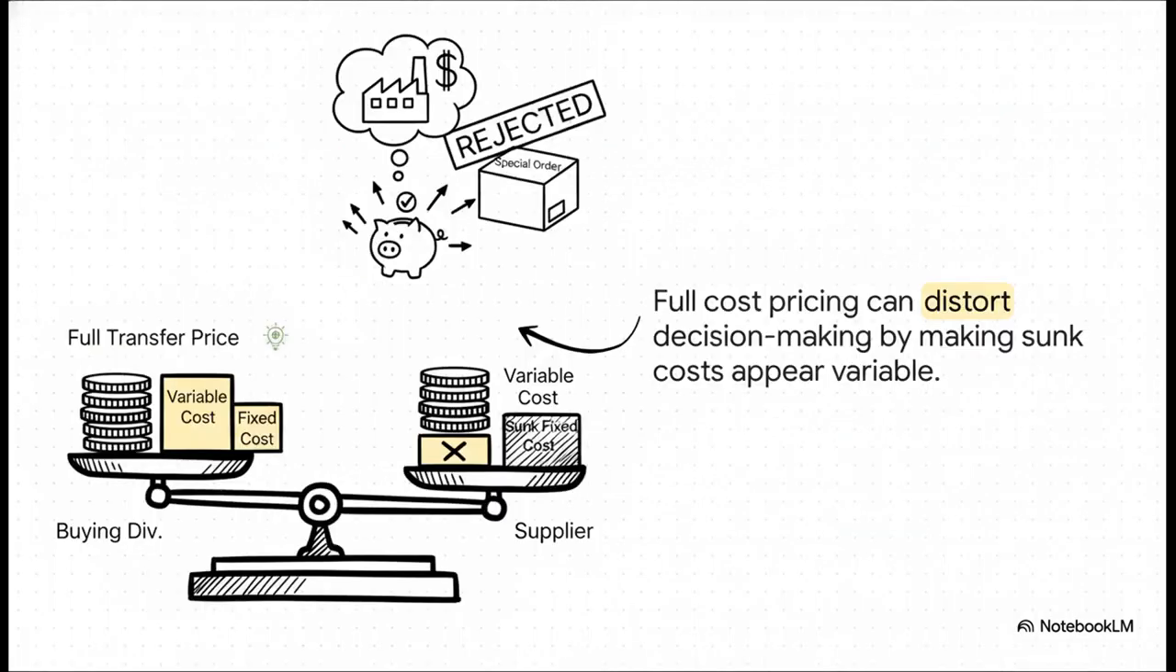Now this is a classic exam trap, so listen closely. The buying division looks at this full transfer price and treats it as its variable cost. But wait, that price is loaded with the supplier's fixed costs. This totally distorts their decision-making. They might end up rejecting a special order from a customer because it looks unprofitable, when in reality, it would have easily covered the company's true marginal cost.